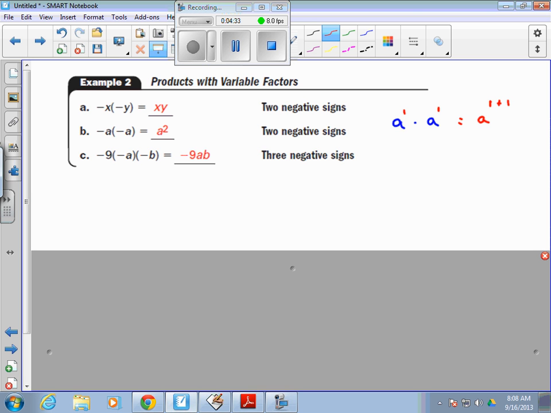Then negative 9 times negative a times negative b. 3 negative signs, you can count them up. You can see there's 1, 2, 3 negative signs. So it's automatically going to be a negative sign. Negative 9 times a times b, or negative all of those, will just be negative 9ab. You can't do anything with a or with b since you don't know what those values are. So it simply would be written as negative 9ab.